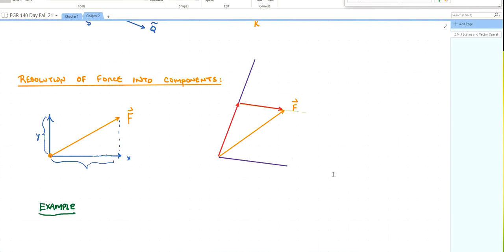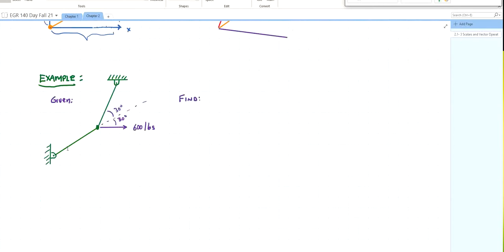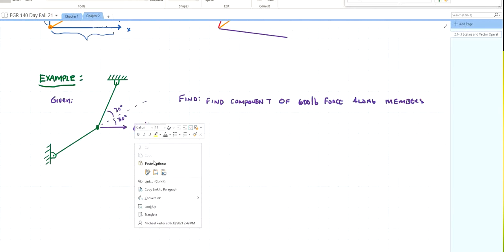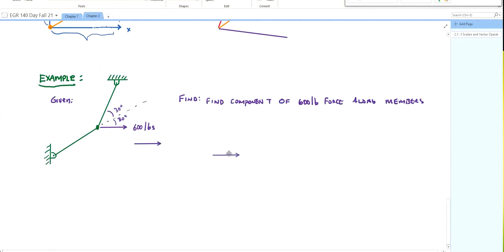Let's do an example here. Okay, so we have two members connected by a pin here attached to the walls, and there's a 600-pound force on them. So let's find the components of that force along those members. So find the components of the 600-pound force along the members. So we have the 600 pound. Let us start here.